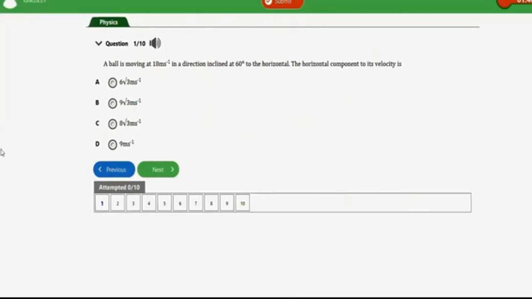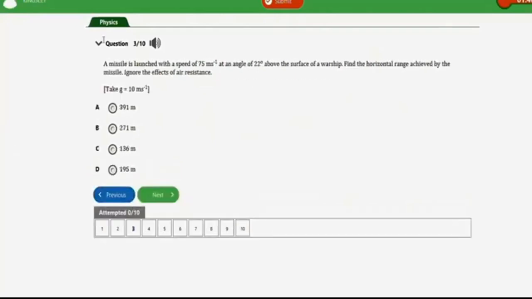So the next repeated question we're going to solve will be this. It says a missile is launched with a speed of 75 meters per second at an angle of 22 degrees above the surface of a warship. Find the horizontal range achieved by the missile. Ignore the effects of air resistance. Alright, so let's get our parameters. In this question, we have our initial velocity u to be 75 meters per second, and we have our theta to be 22 degrees. We are looking for the horizontal range.